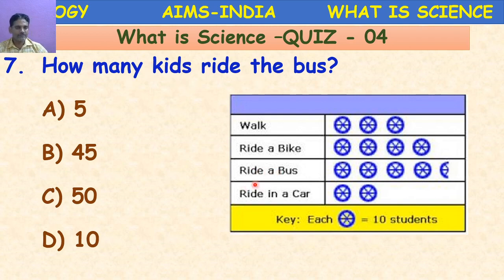Yes, I got the answer from some of you. Good. Ride a bus. So here how many circles are there? 1, 2, 3, 4. Each circle representing 10 students. And another half circle is also there. Total 4 and a half. So 40 plus 5, 45. Yes, your answer is B, 45.